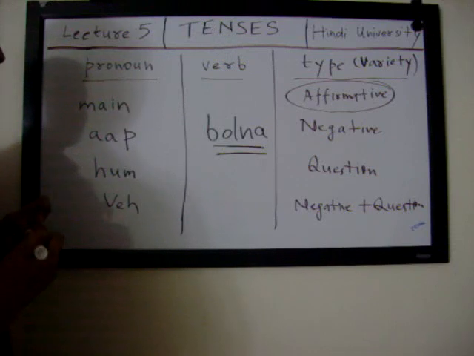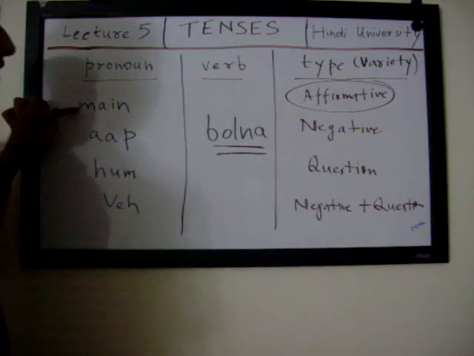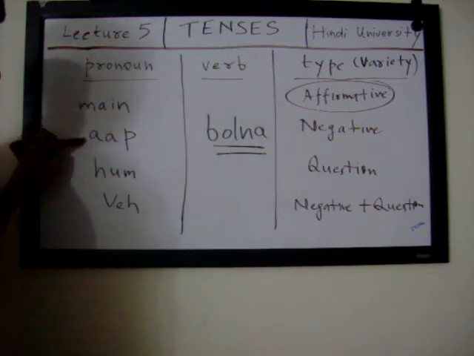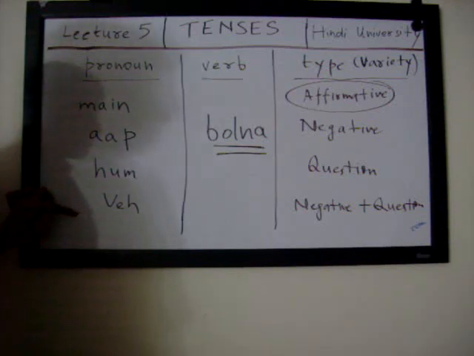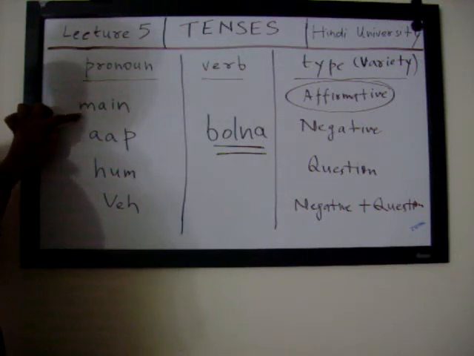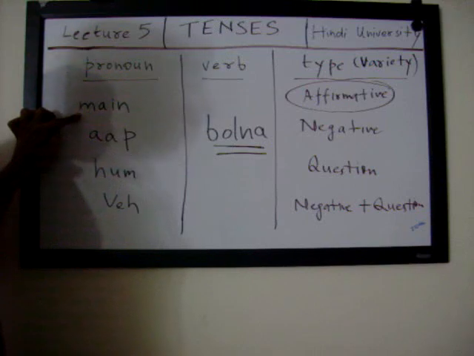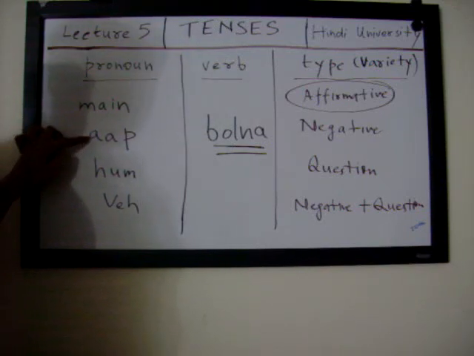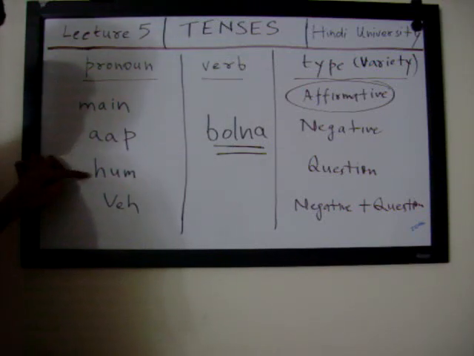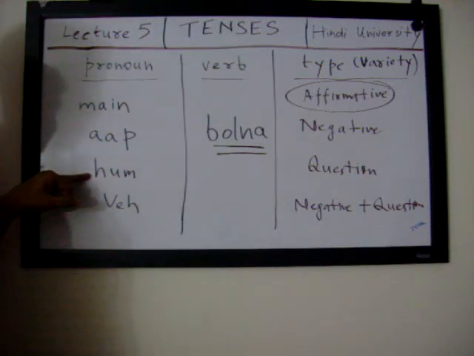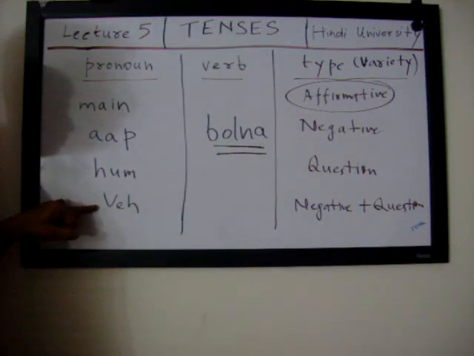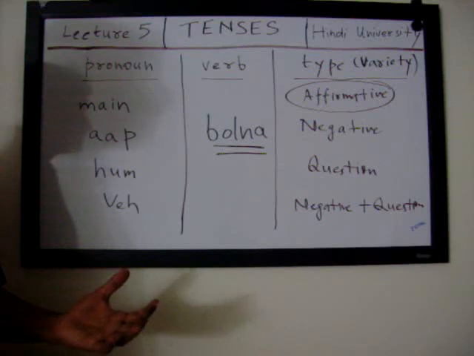Affirmative is like I talk, you talk, we talk, and they talk. Negative is like I do not talk, you do not talk, we do not talk, and they do not talk. That's negative.